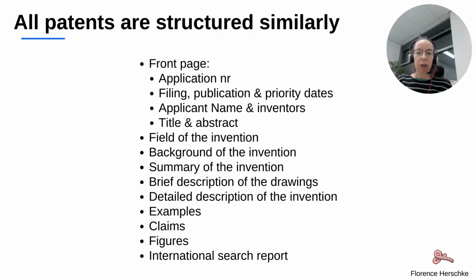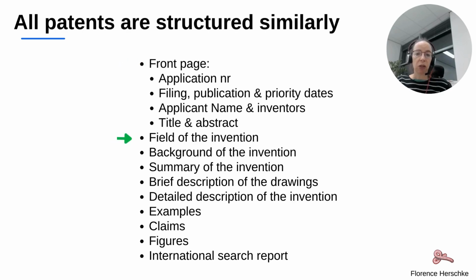They all start with a front page, which includes the application number, the filing, publication, and priority dates, the applicant name, so this is the company or the individuals who are filing the patent, the inventors, and then the title and abstract. These are very high level and not very useful.